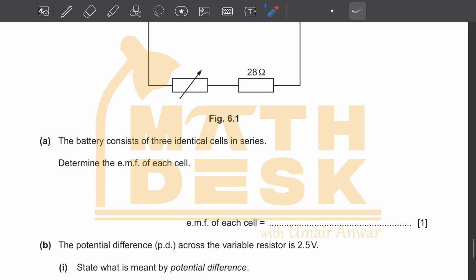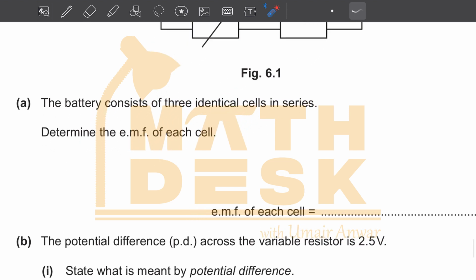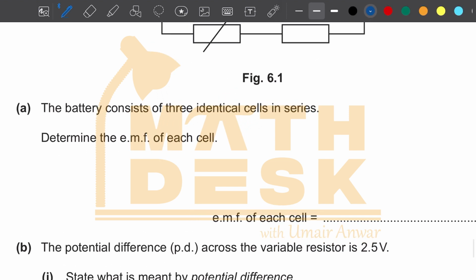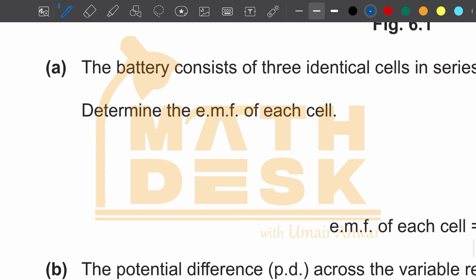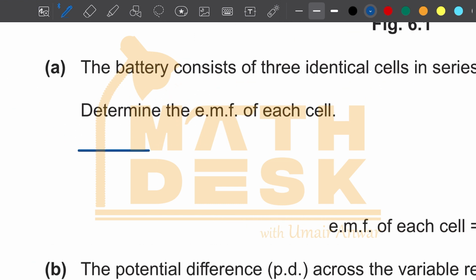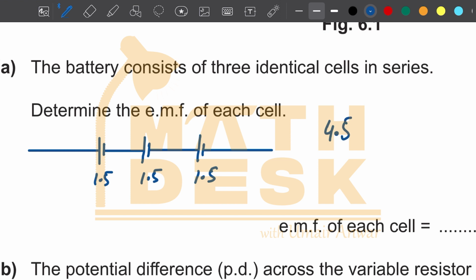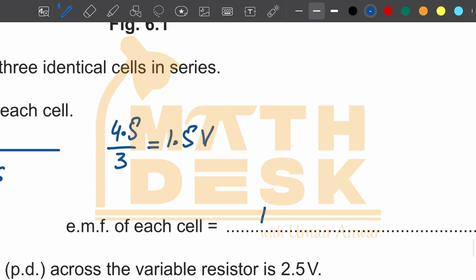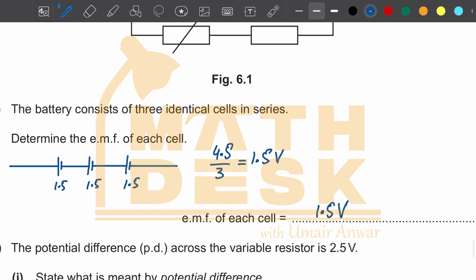The battery consists of three identical cells in series. Determine the EMF of each cell. So it means that there should be at least three cells and each of them should be of 1.5 volts. That is why the total EMF is 4.5 volts. So 4.5 divided by 3 is 1.5 volts. This is the EMF of each individual cell.